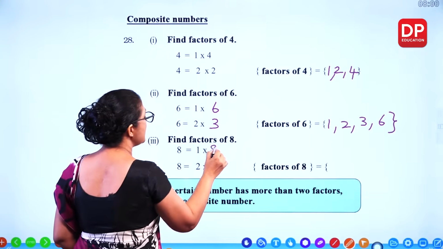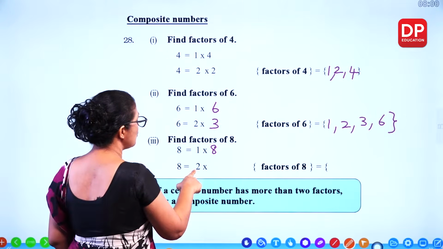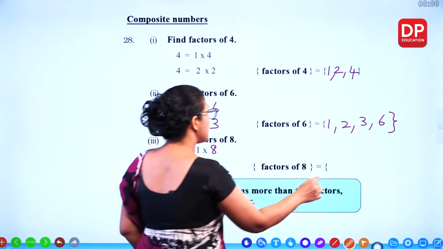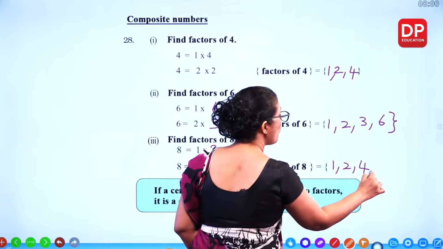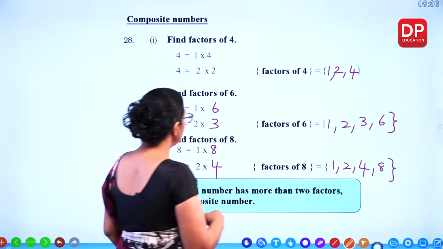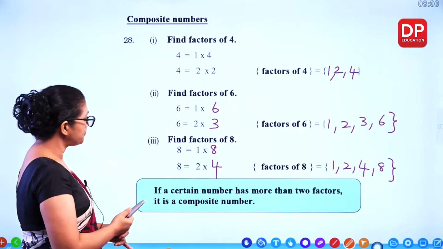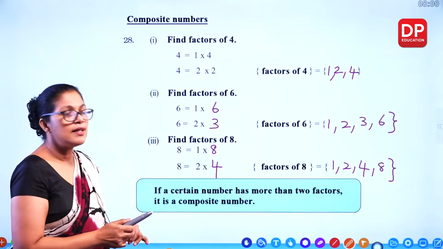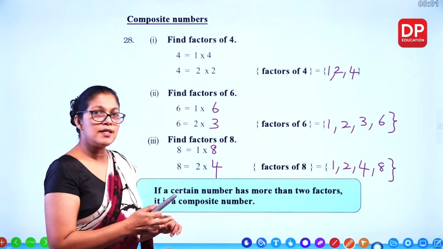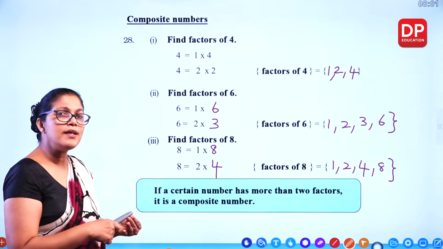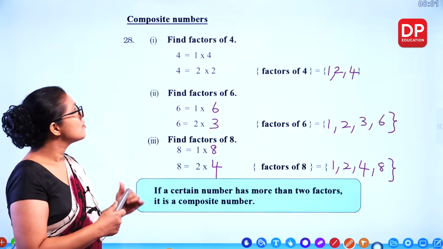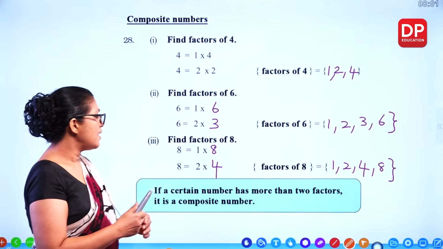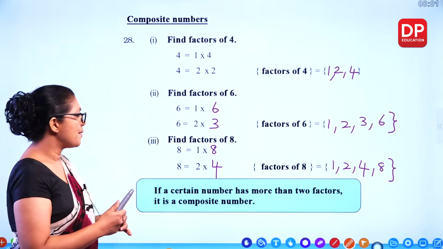8 means 1 times 8. So for 8 you can write 2 times 4 as well. So what are the factors of 8? You get 1, 2, 4, 8. Now take a look at all the factors here. If a certain number has more than 2 factors, it is a composite number. Prime numbers have only 2 factors, 1 and the number itself. So if you get more than 2 factors, then we can identify that number as a composite number.